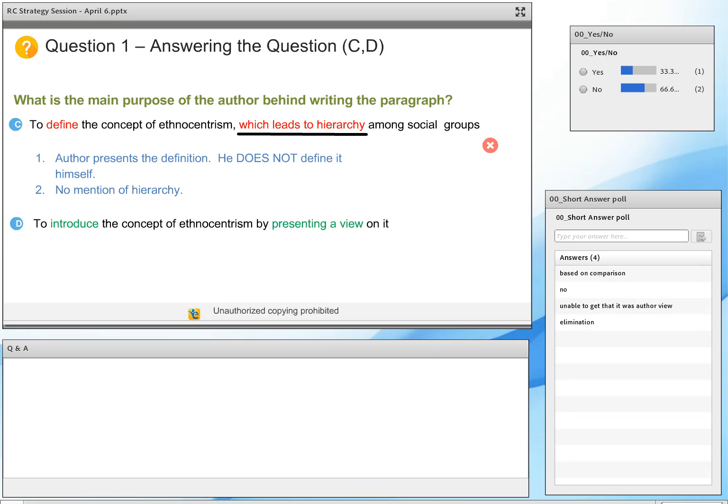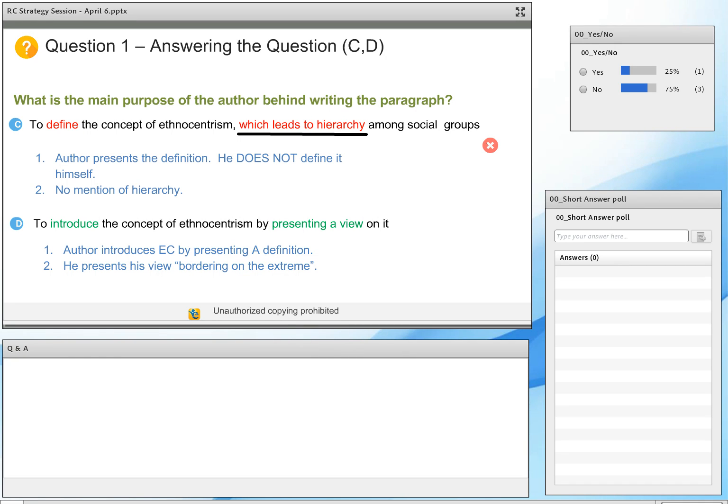Now let's come to choice D, to introduce the concept of ethnocentrism by presenting a view on it. Now this choice is absolutely right. The author has presented a definition, which is an extreme definition. So you can definitely utilize an extreme definition to introduce a concept, and he has presented his view, because he has said that this definition borders on the extreme. Okay. Now, for those of you who rejected, and more than half of the class rejected choice D, why did you reject it?